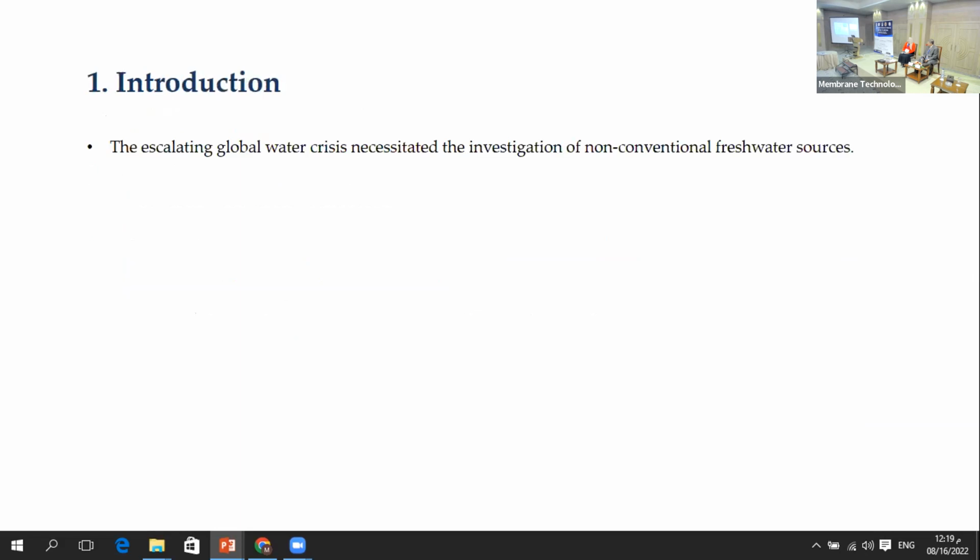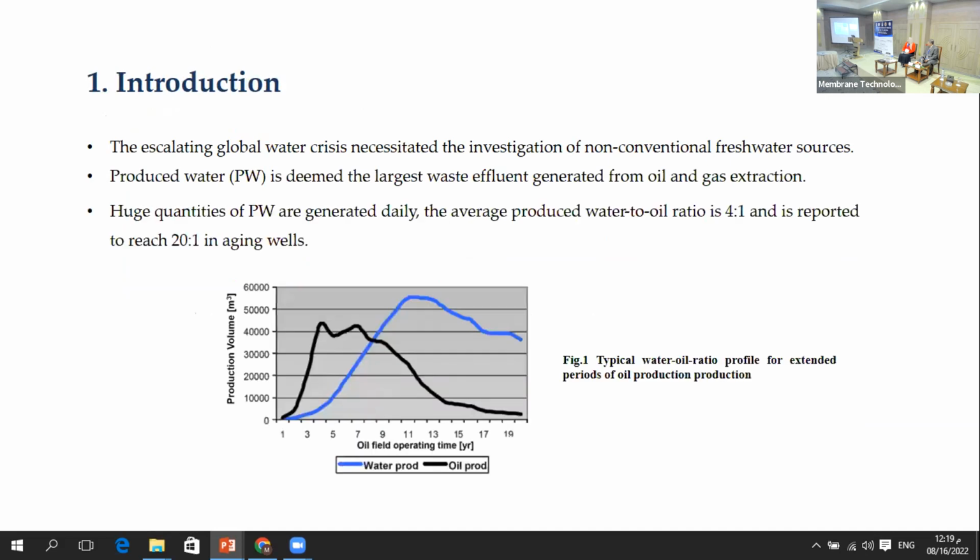First of all, the water crisis has instigated the need to search for new sources of fresh water. Produced water is one of the largest waste streams generated from oil fields, as you can see from this figure. Additionally, after 5 to 7 years, depending on the geological formation of the well, the water reaches a point where more water is produced than oil. In some cases, the ratio may reach 21 barrels of water per barrel of oil per day.